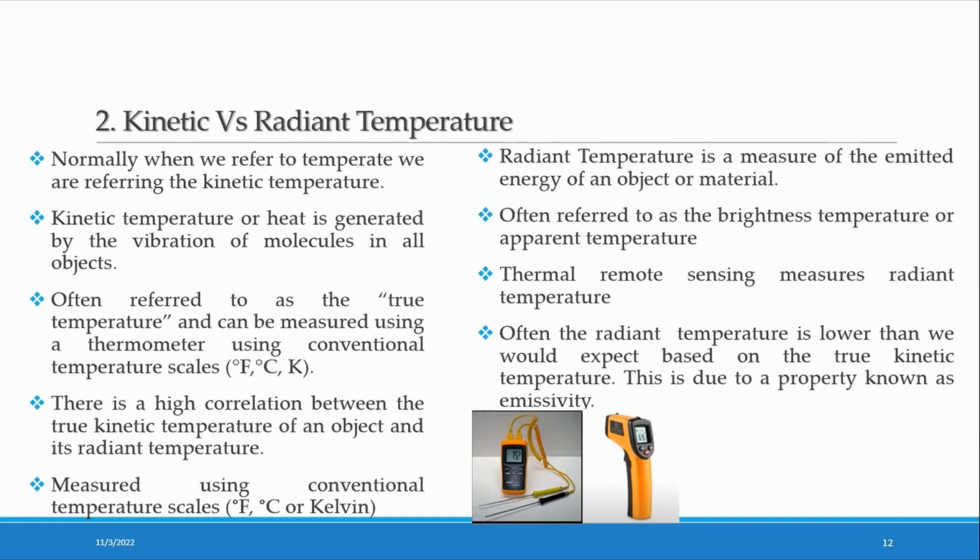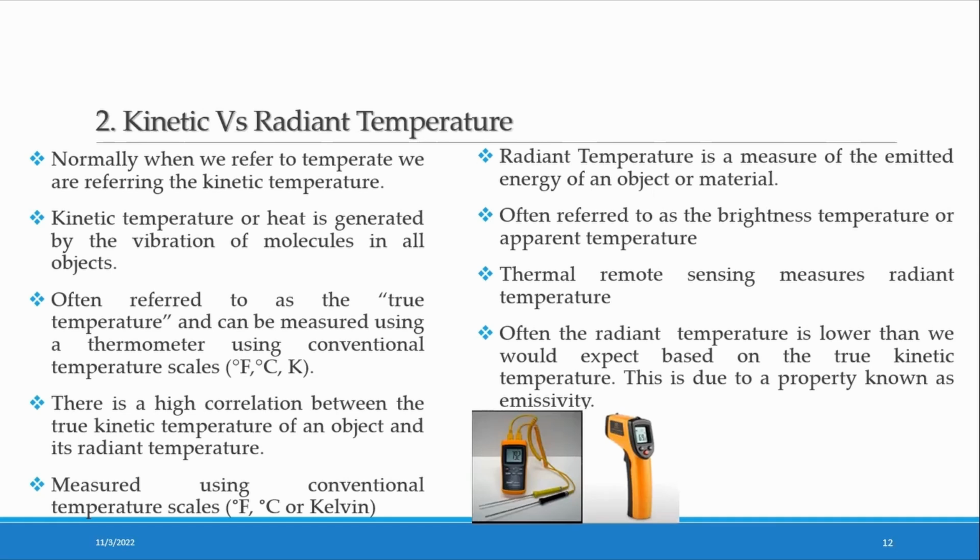Kinetic temperature is the true temperature of the body, and this can be measured by a thermometer in the conventional scales of Celsius, Fahrenheit or Kelvin. On the other hand, what the sensors measure is what we call the radiant temperature. This temperature comes from the emitted radiation. In remote sensing, we call this the brightness temperature of the surface. The relationship between radiant temperature and kinetic temperature is a positive correlation. It is a strong relationship between the two, because the radiant temperature depends on the kinetic temperature.